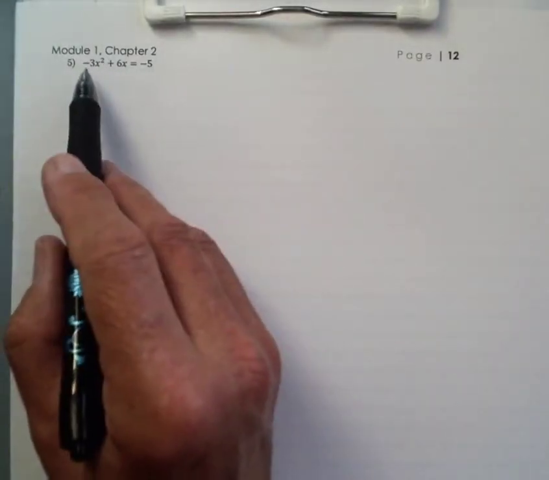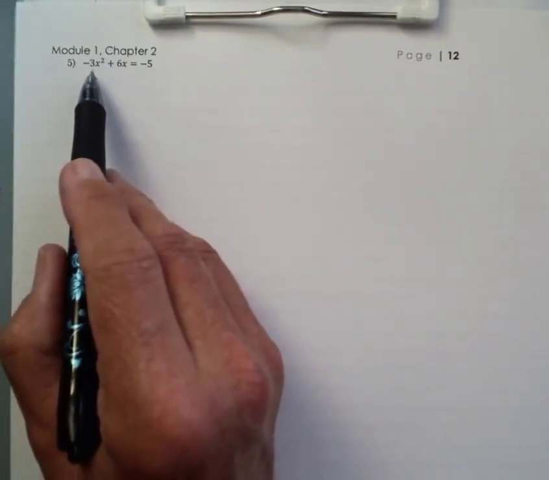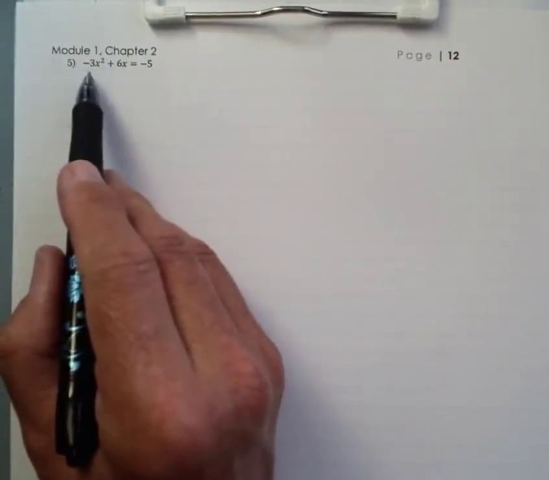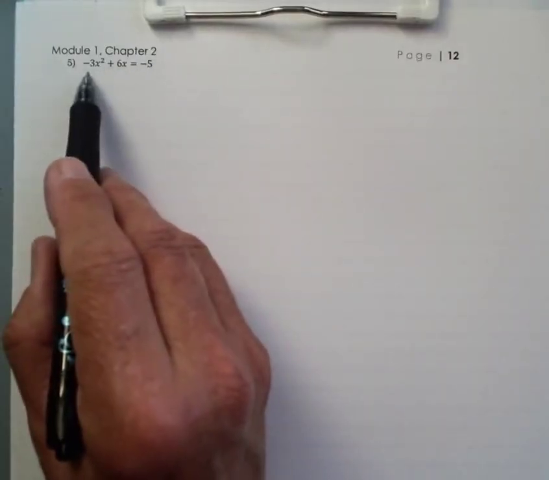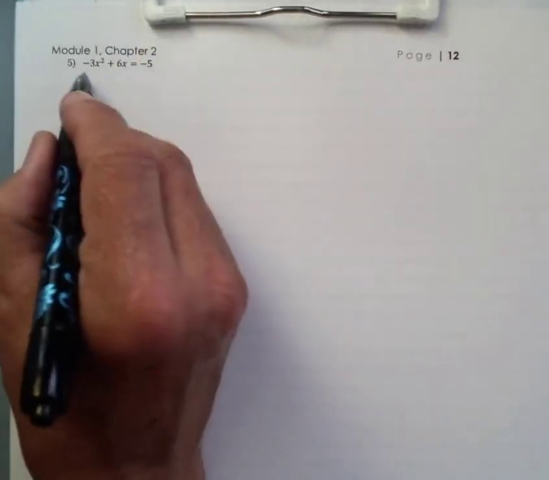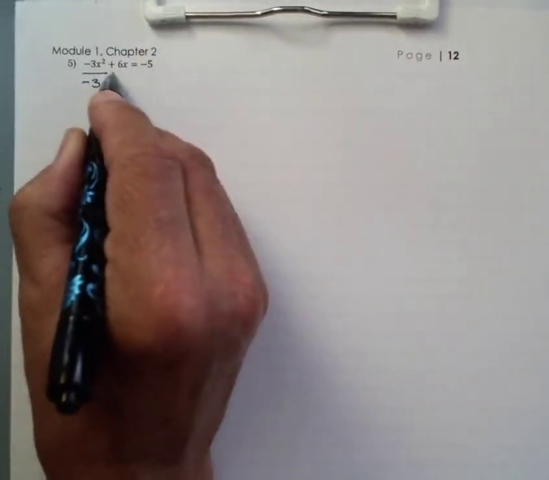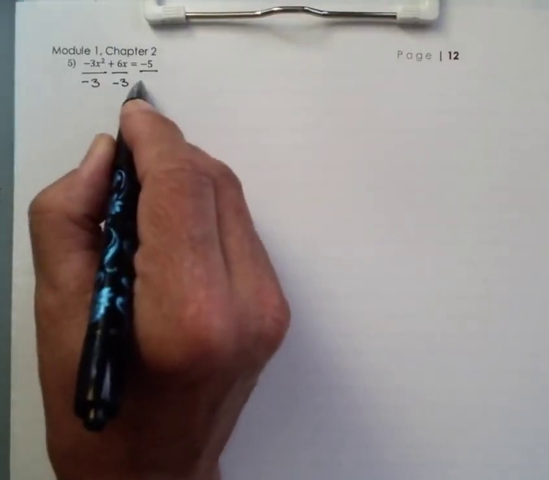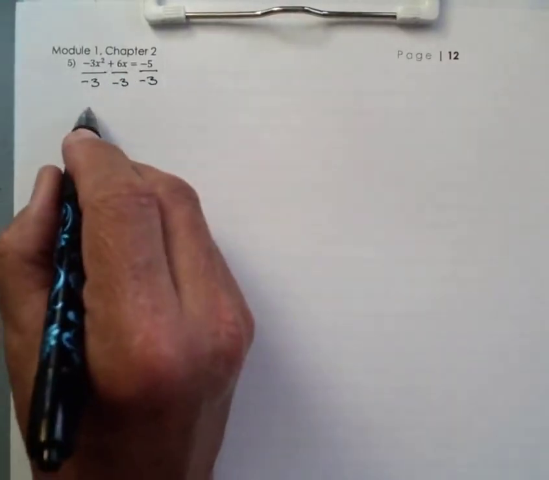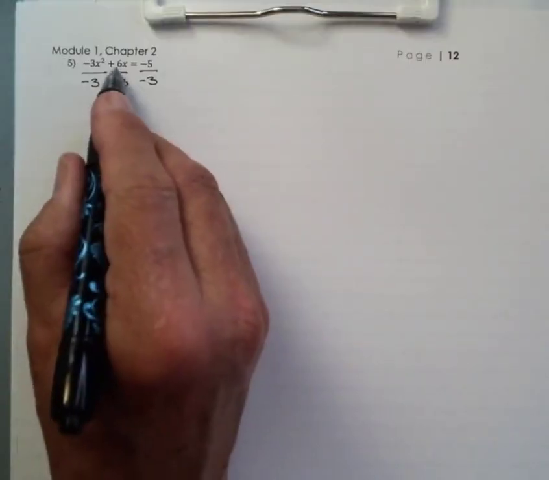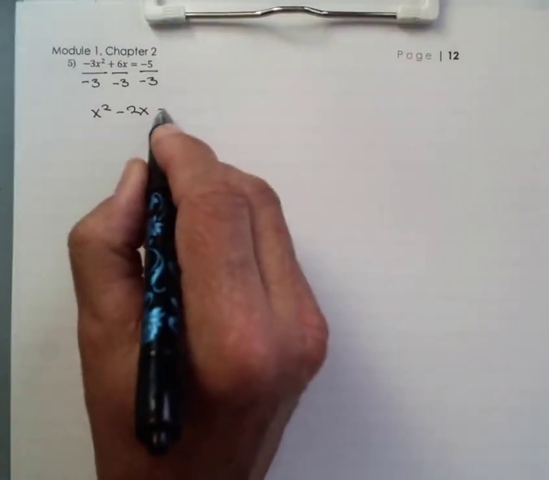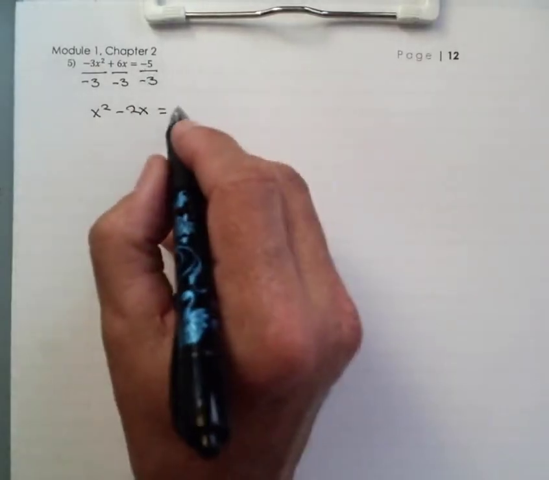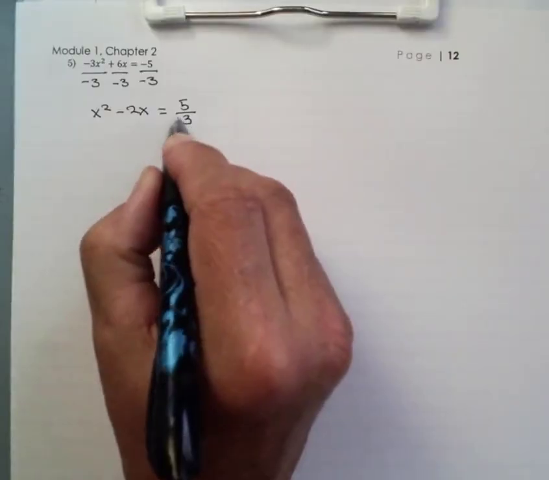I have one more problem like this for you, and it's already set up in the correct format. It's really set up for us with the a and b term over here on the left, but all I'm going to have to do is divide everything by the coefficient. In order to get a 1x squared, I would divide by -3. Therefore, I have to divide all the terms by -3. And I end up with x squared, and 6 divided by -3 is a -2x. And that's going to equal a negative divided by negative gives me a positive 5/3.